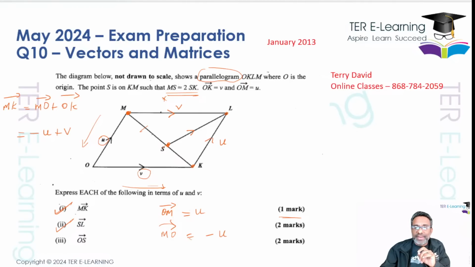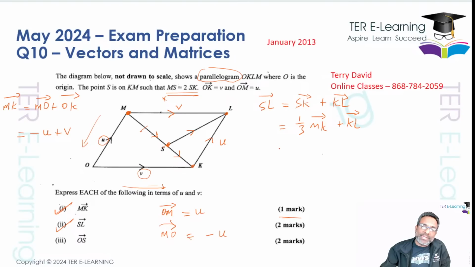All right, so I want to figure out the vector SL. This is the route I would want to take. SL is equal to SK plus KL. Now from the diagram, I already know what KL is, but I don't know what SK is. But remember, you divided up the line MK into 3 equal parts. In part 1, you already worked out MK. So SK is actually 1/3 of the full vector MK, plus KL.